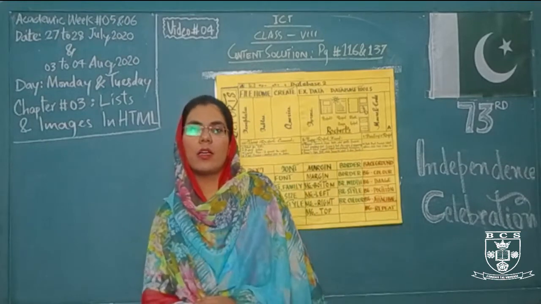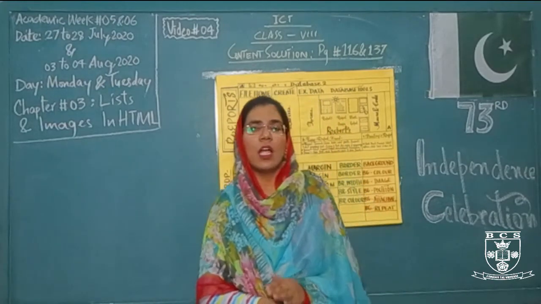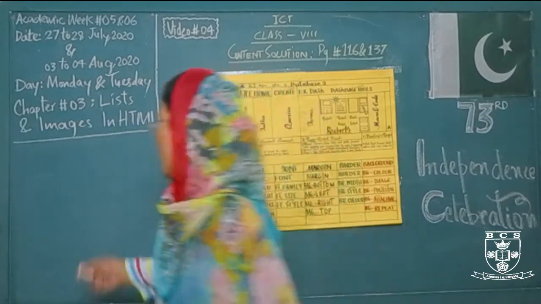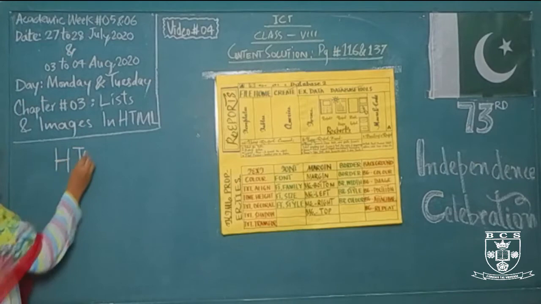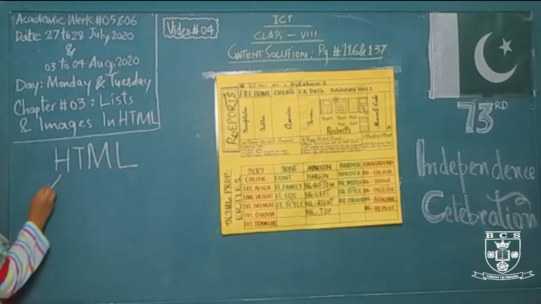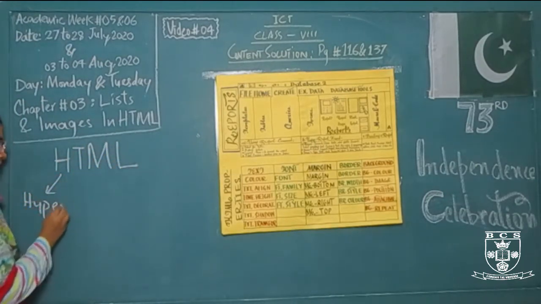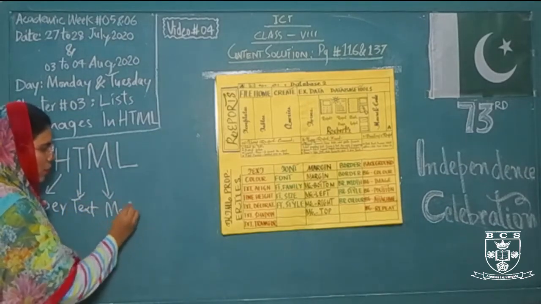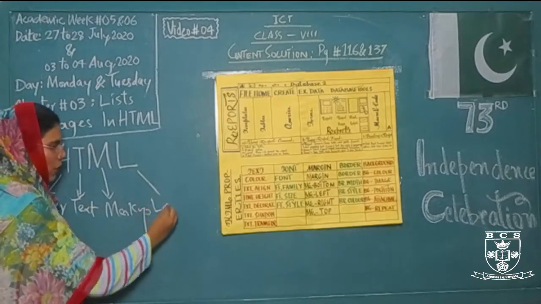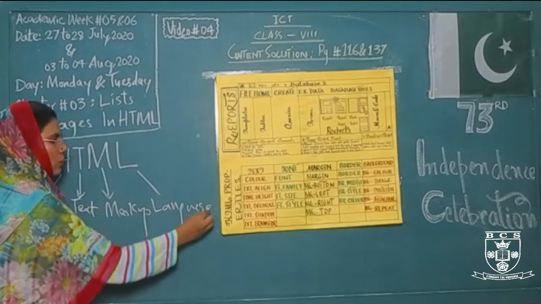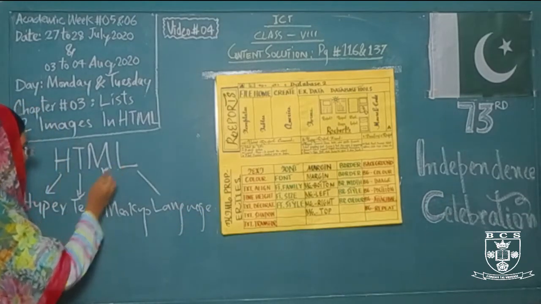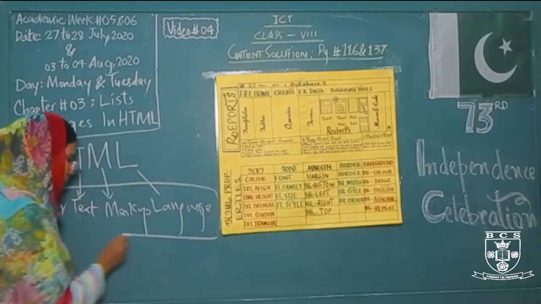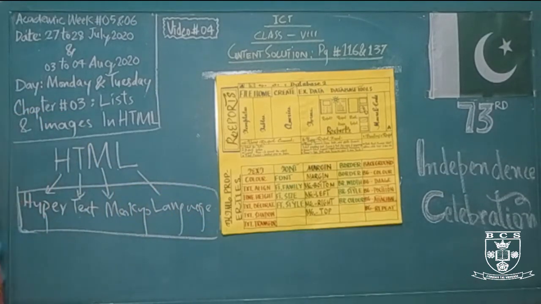So what is HTML? Basically HTML is a language, and HTML is basically an abbreviation, where H stands for hyper, T stands for text, M stands for markup, and L stands for language. So what is HTML? HTML stands for hypertext markup language. This is a particular type of language that we use to create or develop web pages.